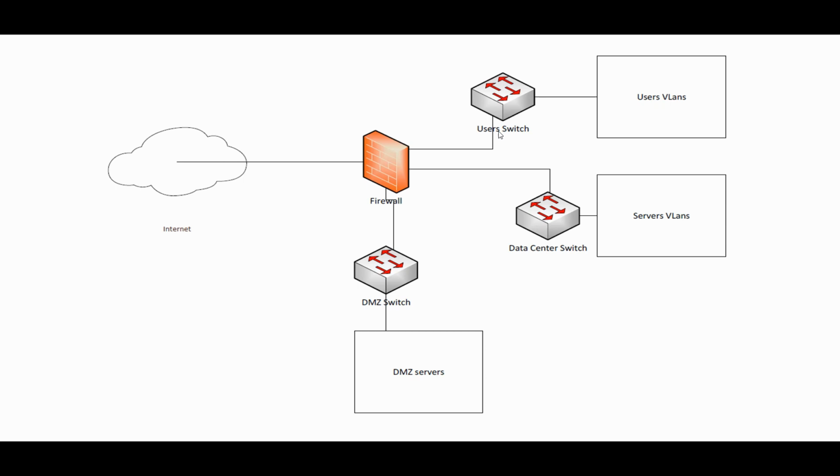The user VLANs or the user LAN is for the employees or the admins in that organization. The data center will be used for the servers, which include all the important data for that organization. Then we have the DMZ zone. It includes all the published services for that organization.